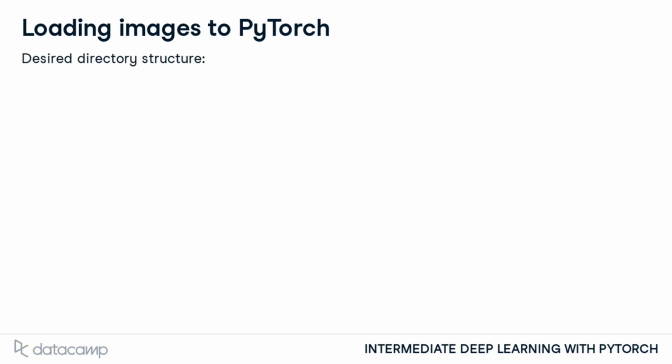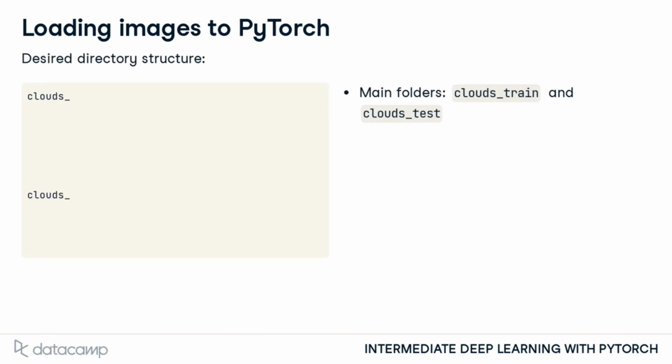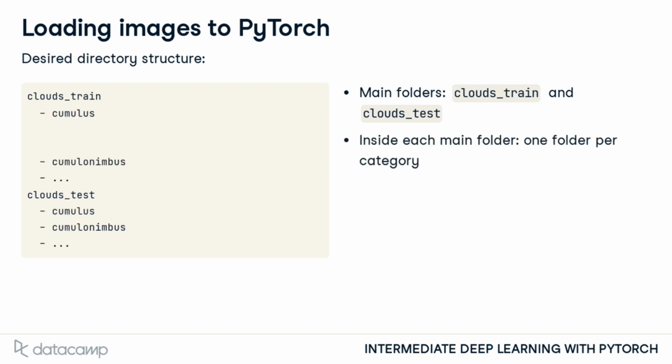Let's build a PyTorch dataset of cloud images. This is easiest with the specific directory structure. We have 2 main folders called cloud_train and cloud_test. Within each, there are 7 directories, each representing a cloud type, or one category in our classification task. We have JPG image files inside each category folder.